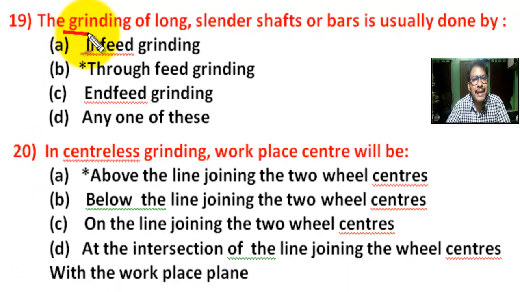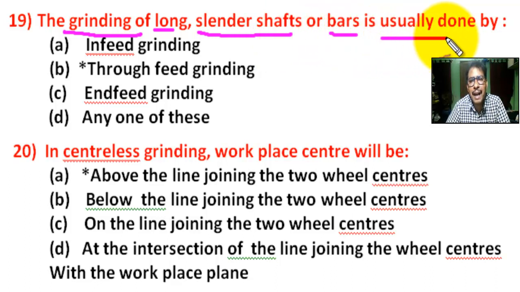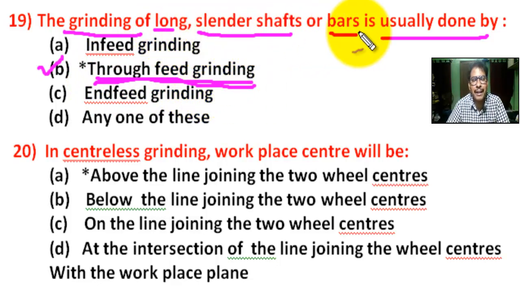Question number 19. The grinding of long slender shaft or bar is usually done by, there are 4 options. Correct answer is B. Through feed grinding. Through feed grinding is used for grinding long slender shaft or bar.